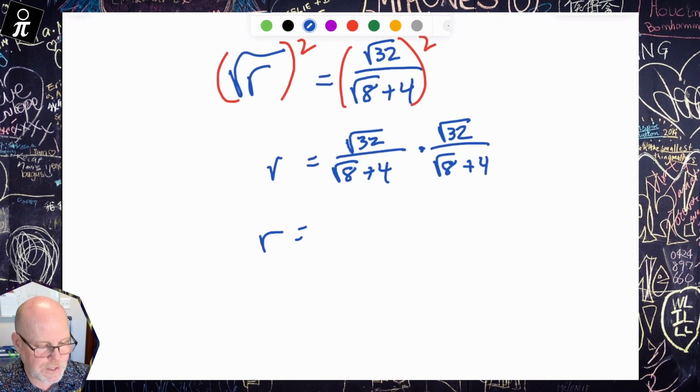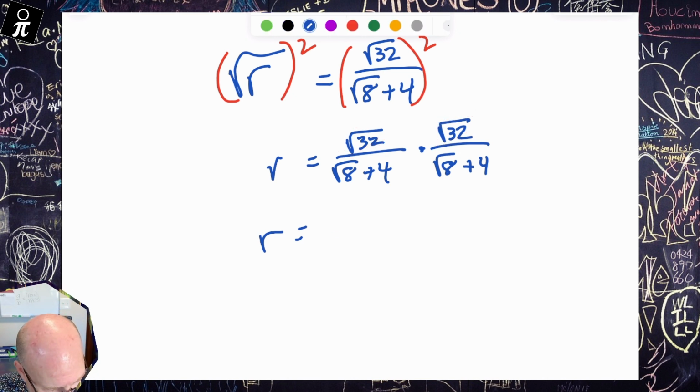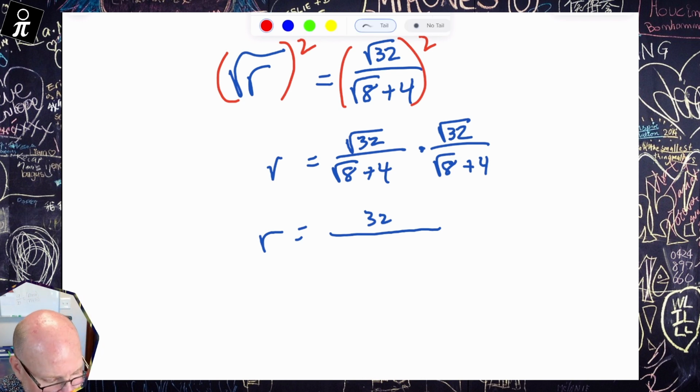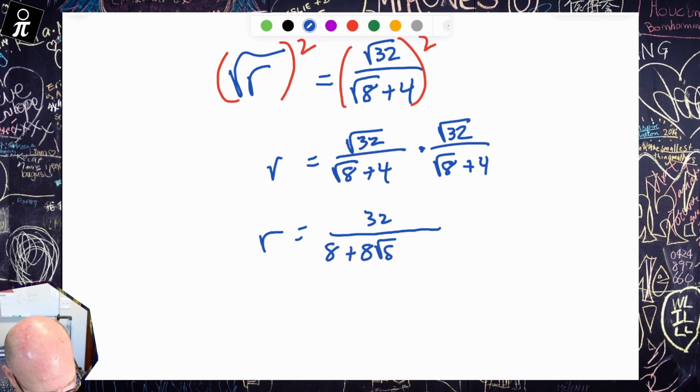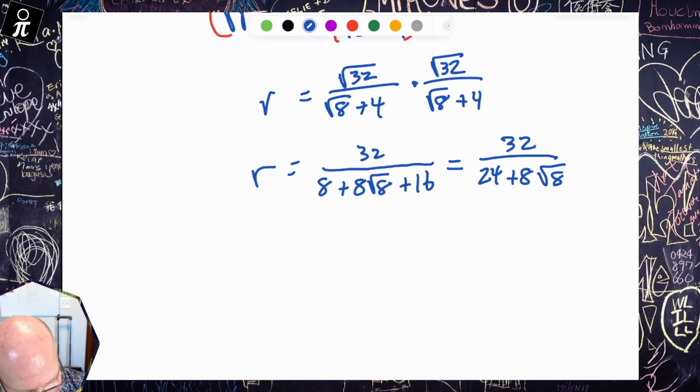So the square root of 32 times the square root of 32, that's 32. So we know the numerator is going to be 32. And what the heck is the denominator going to be? We're going to multiply those two denominators. And so what are we going to get? We're going to get 8 plus 8 root 8 plus 16. Let's simplify that a little bit. So we're going to get 32 over 24 plus 8 root 8.